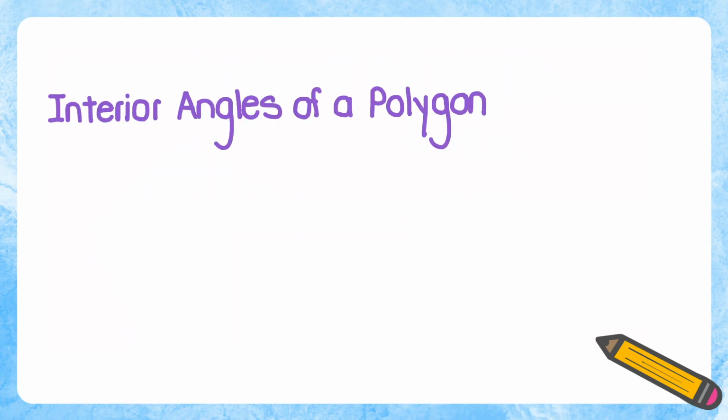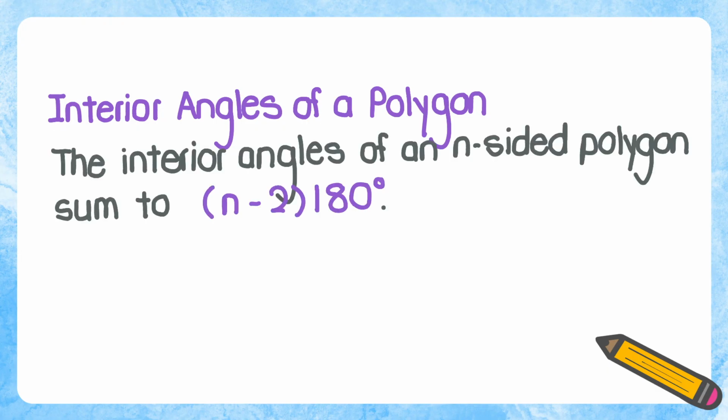There's actually a formula to find the sum of interior angles of any kind of polygon. The interior angles of an n-sided polygon sum to the quantity n minus 2 times 180 degrees. Here, n represents the number of sides of the given polygon. Let's use this formula to solve some examples.